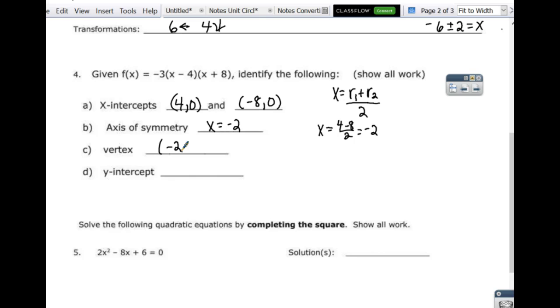So now I need the y value. So what do you think I'd do with that negative 2? Right. So if I put it in, I have negative 3, and then I have minus 2 minus 4, which gives me negative 6, and negative 2 plus 8 gives me positive 6.